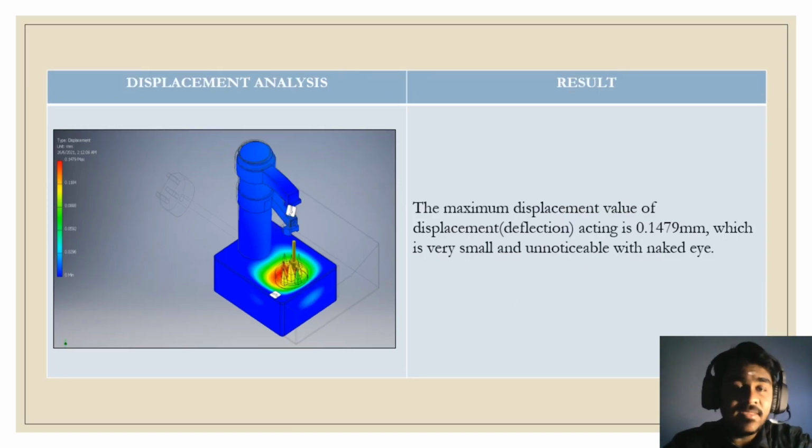Next is the displacement analysis. The maximum displacement value, the deflection acting, is 0.1479 mm, which is very small and unnoticeable with the naked eye. It is considered a very tiny thing.